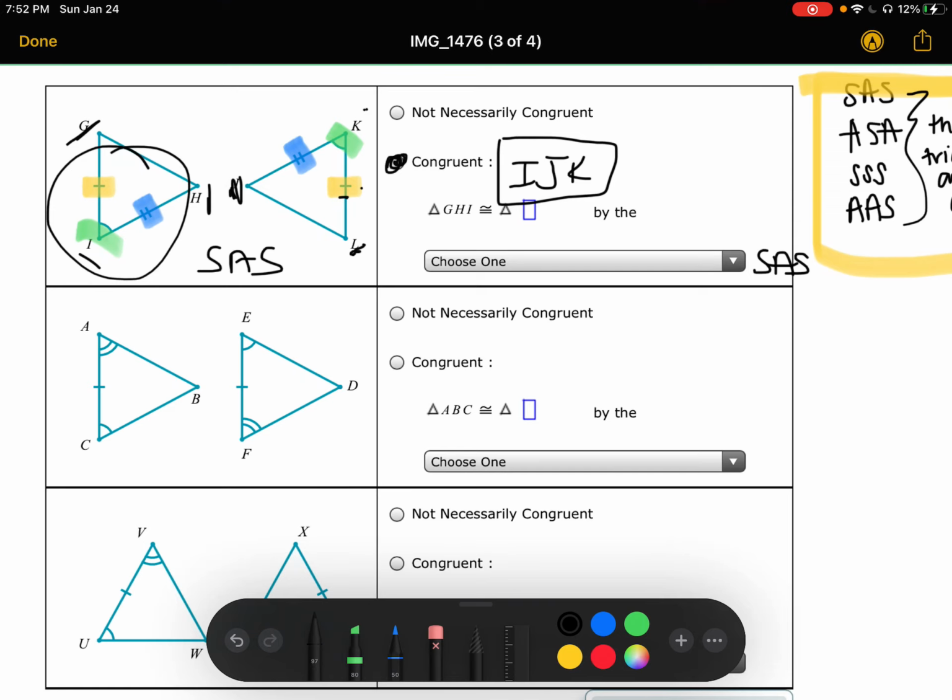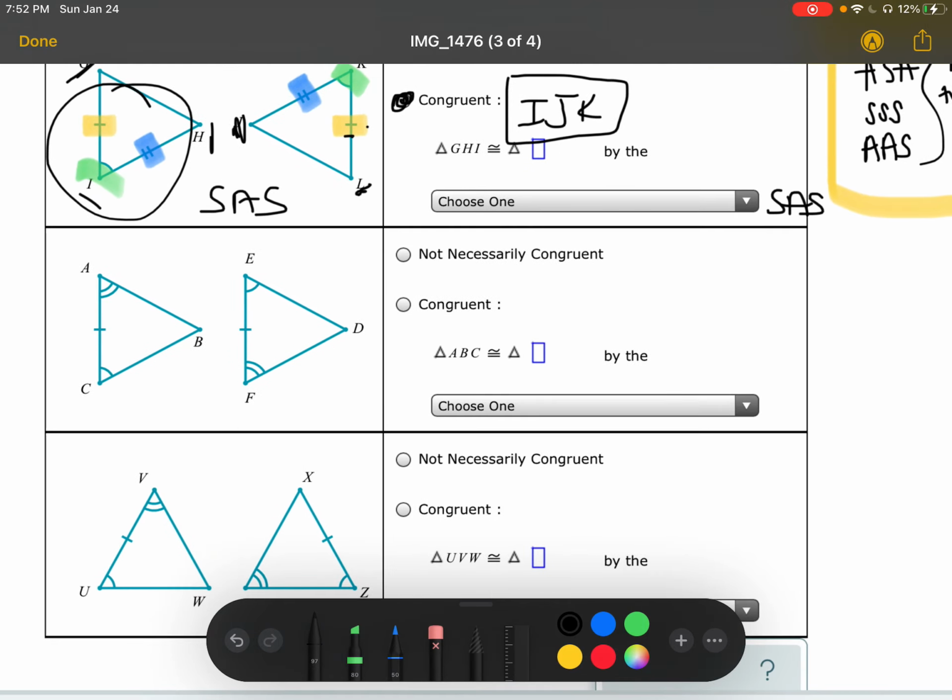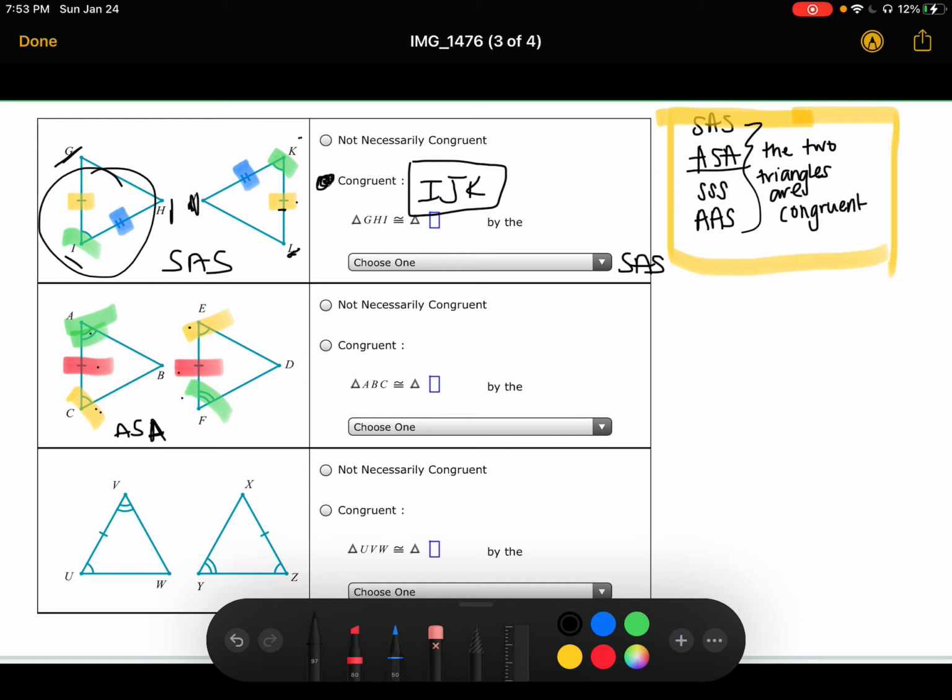So SAS. Okay, so I know that first one took a little time, so hopefully we'll just blow through the rest of them. So anyway, you start with identifying what's the same, right? So those two are the same, and then that angle, and then that side, okay? So ABC, well, let me go back. So this would be the yellow angle, and then the red side, and then the blue angle, ASA. Now, that is a postulate.